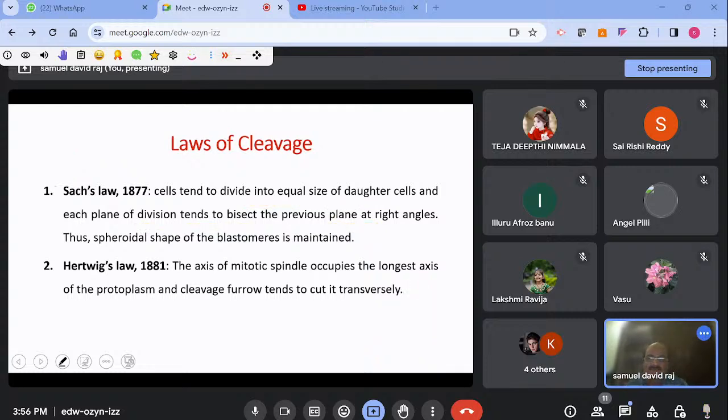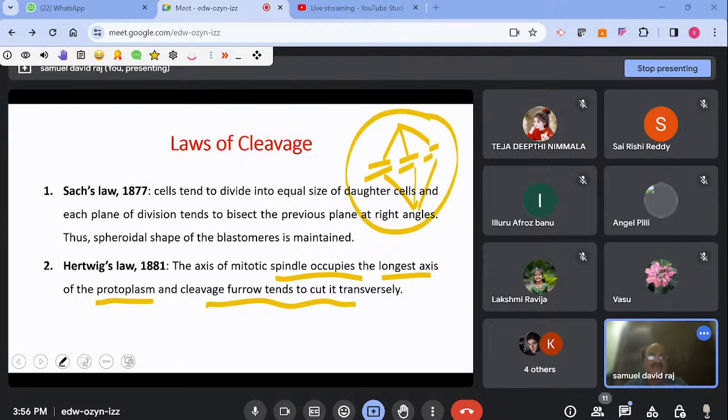The second one is Hertwig's law. The axis of mitotic spindle occupies the longest axis of the protoplasm, and cleavage furrow tends to cut it transversely. If mitotic spindle is like this, then these chromosomes are separated to this side, and these chromosomes come to the other side. So after karyokinesis has taken place, what happens? The chromosomes come to this side in this direction. And now the cleavage furrow, where it should start, it should not start here. Rather, it should start here.